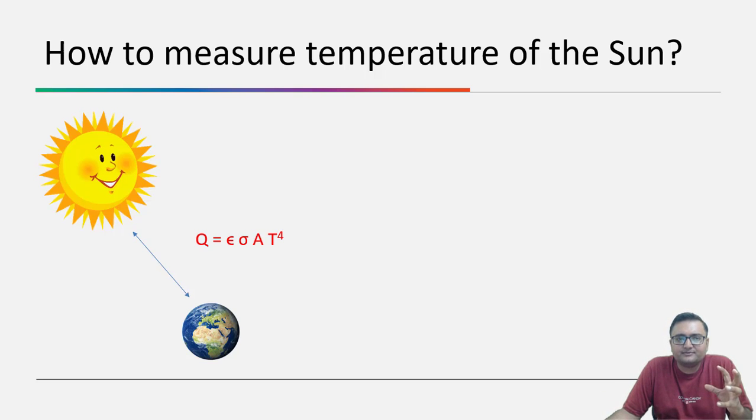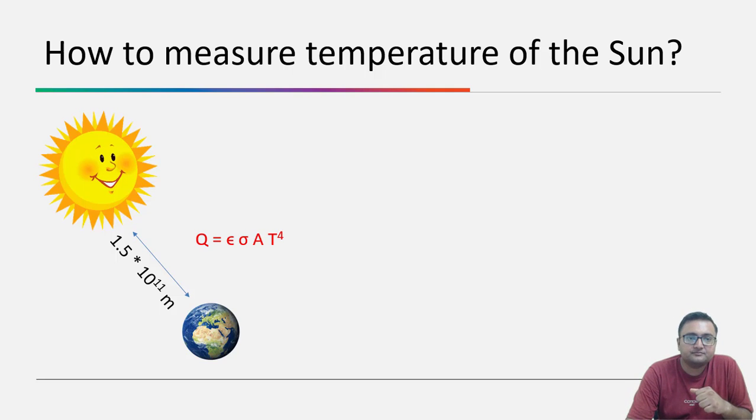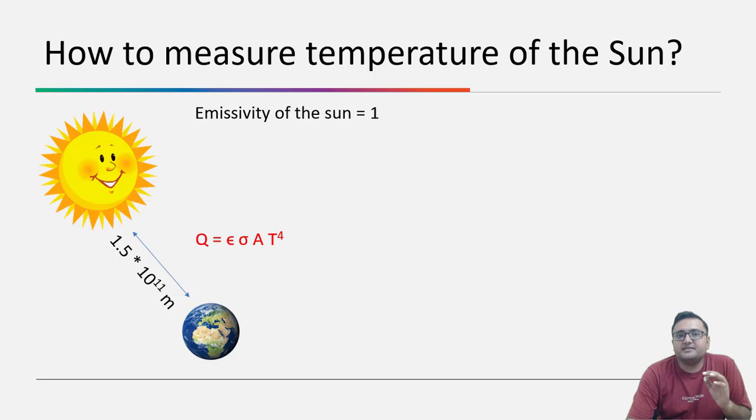So what is the distance between the sun and the earth? That is 1.5 into 10 raised to 11 meter. And the emissivity of the sun is equal to 1. Actually it is 0.99. Emissivity is the amount of energy emitted by the radiative body. That is the count of emissivity, correct?